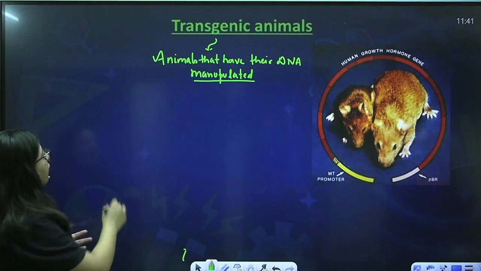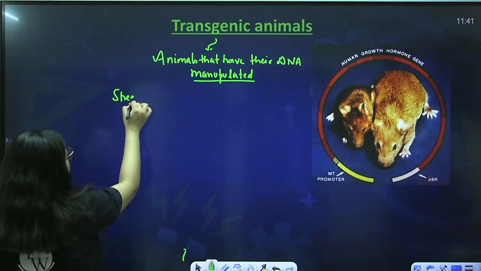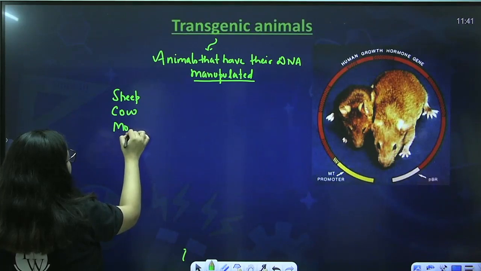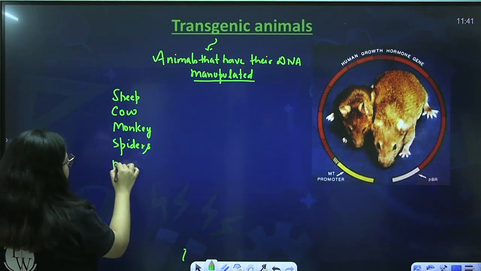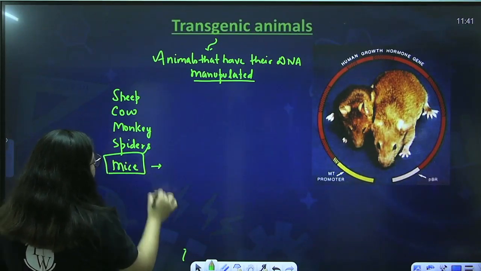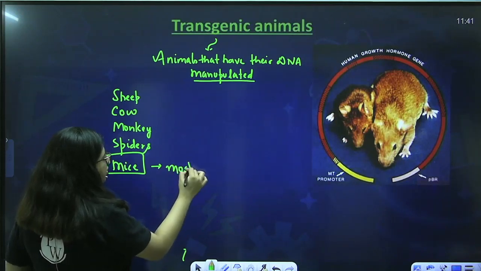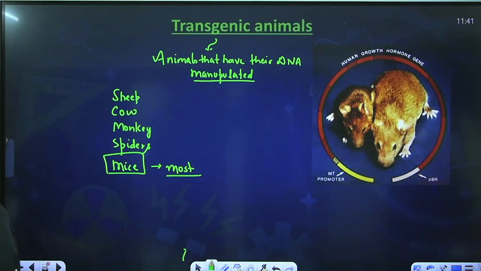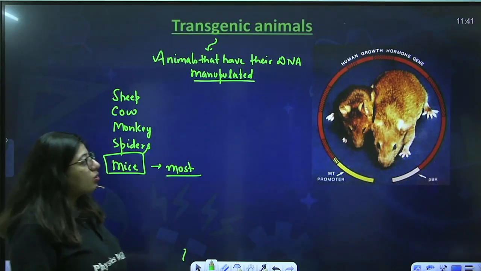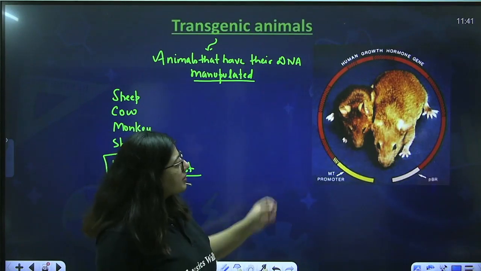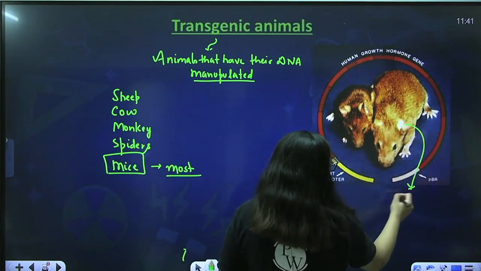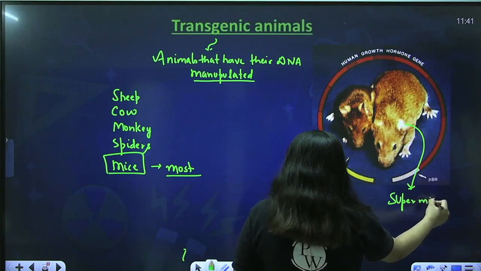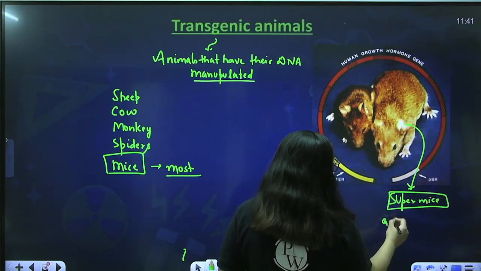So we have an abundance of transgenic animals, like sheep, cow, monkey, spiders, and mice. More than 90%, I think more than 95% of transgenic animals are mice, right? So this is one example. You can see this is a very small mouse, this is the larger one. This mouse is known as super mouse. Super mice is a transgenic mice in which we have added the growth hormone gene.